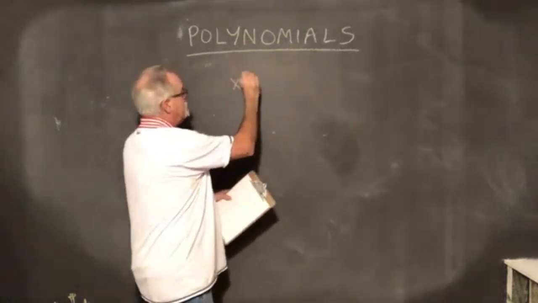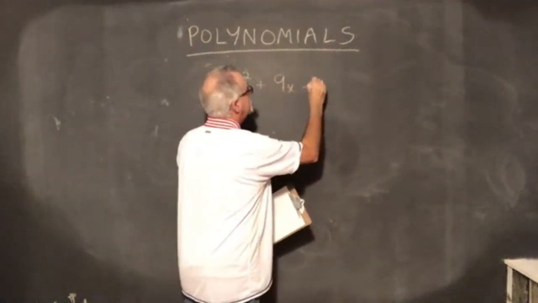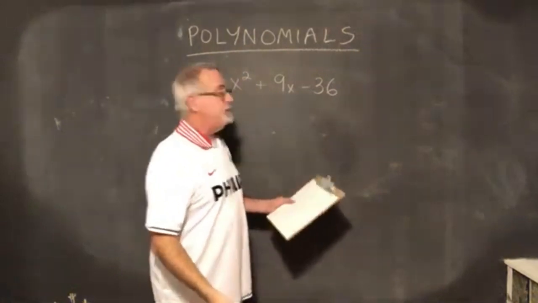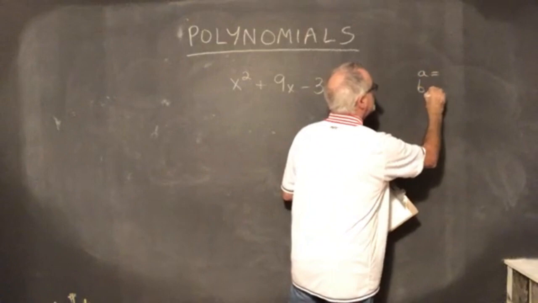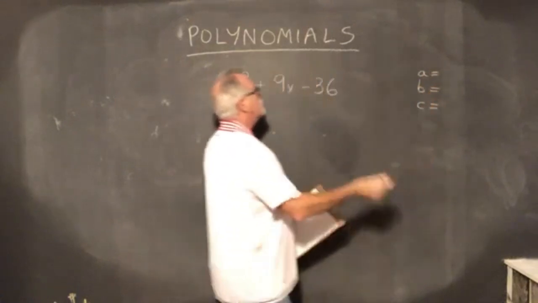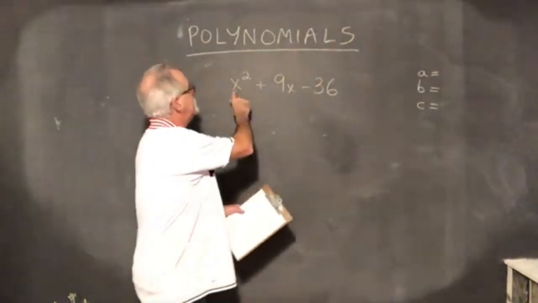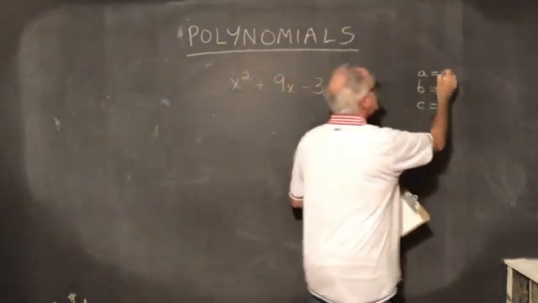X squared plus 9x minus 36. Now, the way I like to do this, if you'll remember, is I define as A, B, and C the numerical coefficients of the three terms in the trinomial. So the first term is the x squared. Its numerical coefficient is 1.